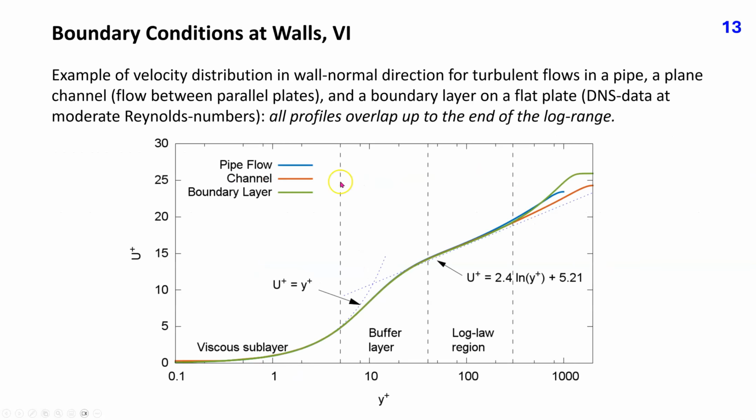This diagram shows velocity distribution in wall normal direction for turbulent flows in a pipe, a plane channel, that is flow between parallel plates, and a boundary layer on a flat plate. The data was obtained from DNS of these flows at moderate Reynolds numbers. Note that all profiles overlap up to the end of the log range.